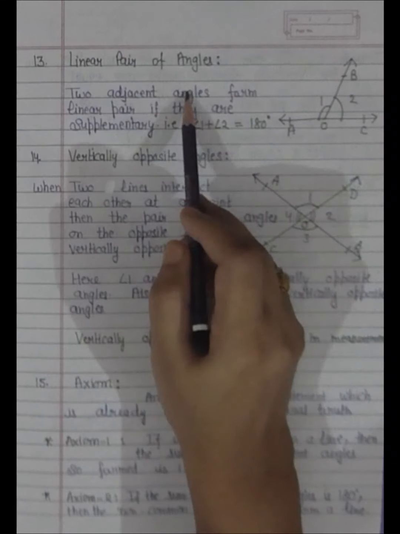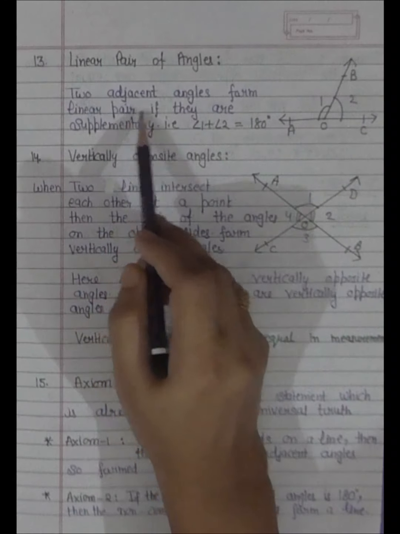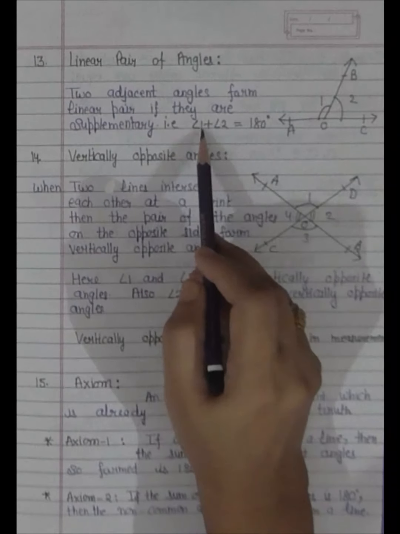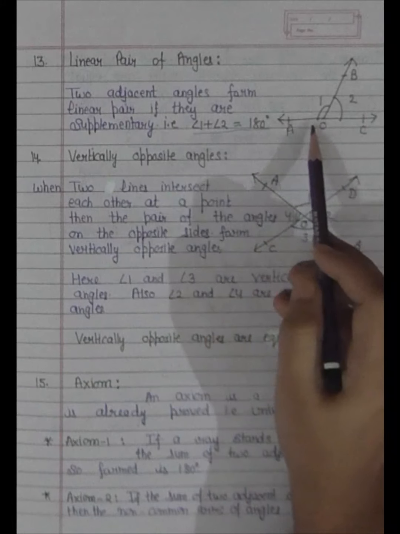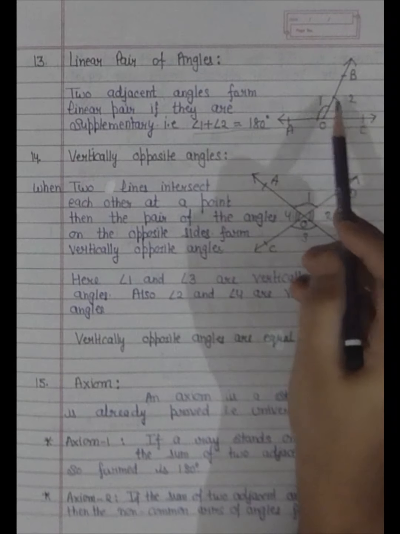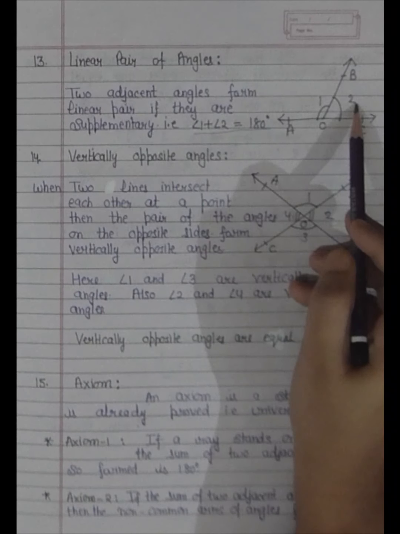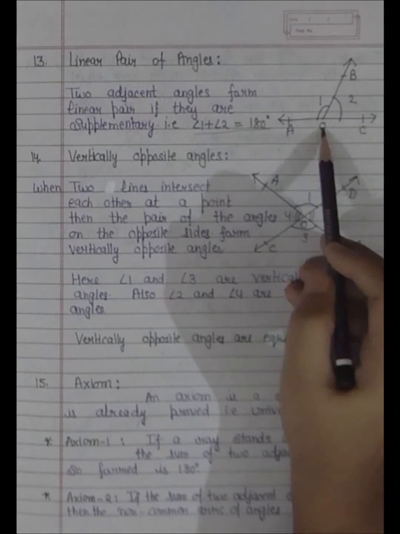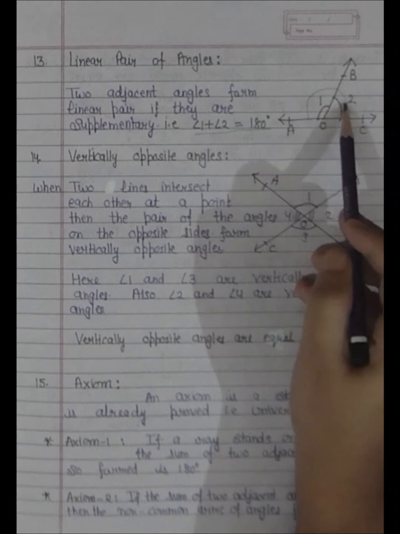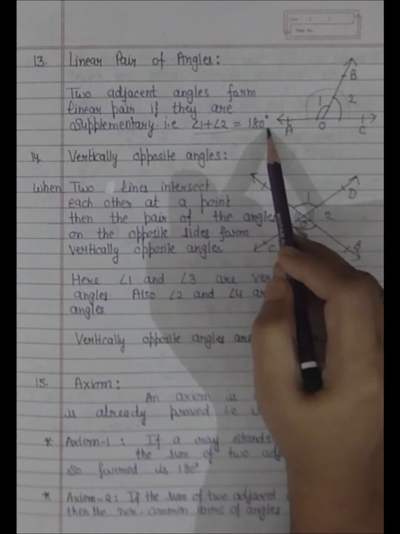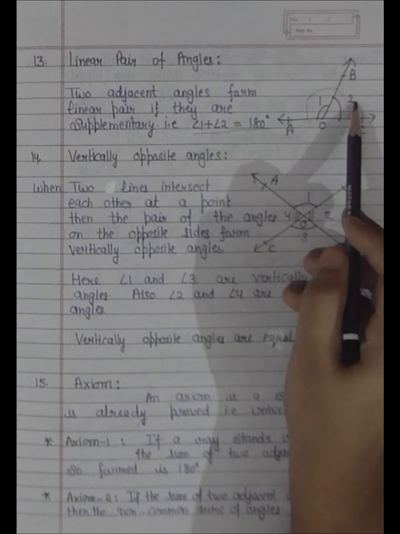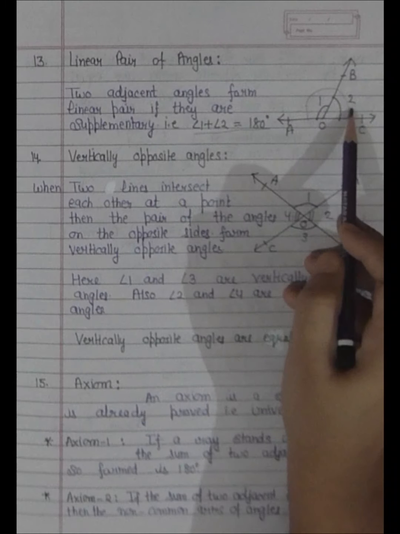Next, linear pair of angles. Two adjacent angles form a linear pair if they are supplementary, that is, their sum is 180 degrees. See here, angle 1 and angle 2 both are adjacent angles, and AOC is a line, and here the sum of the two angles is 180 degrees. So angle 1 and angle 2 both are forming a linear pair.